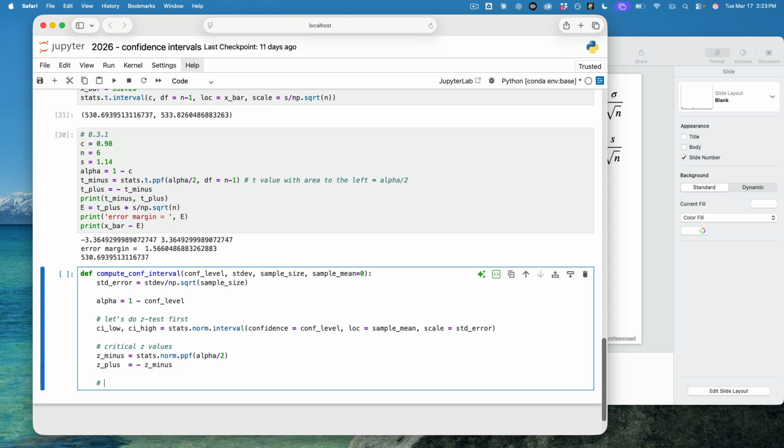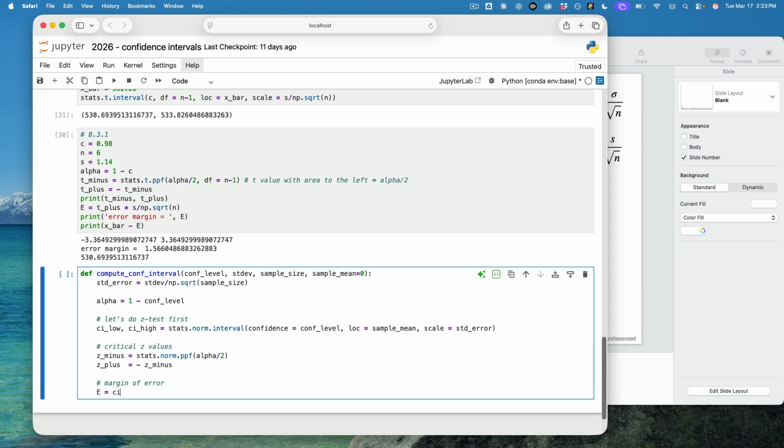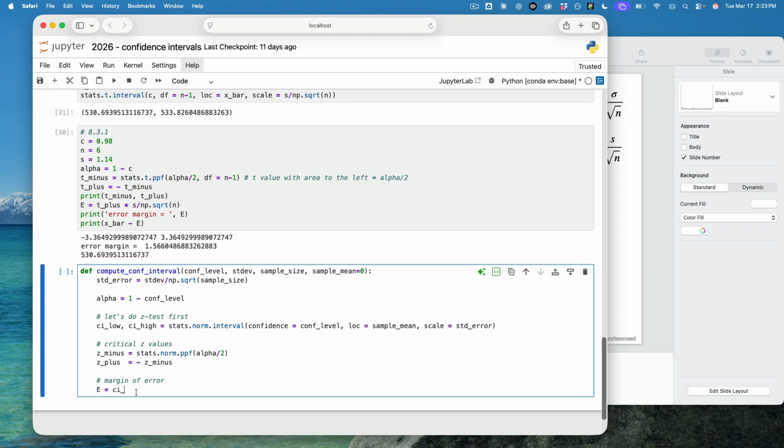And then the margin of error E is the upper bound on the interval minus the sample mean. If the sample mean is 0, then we already have that answer. If the sample mean is not 0, then that difference, because C high, the upper bound of the confidence interval, is equal to the sample mean plus the error. So the error is the upper bound minus the sample mean. All right? And that's it.